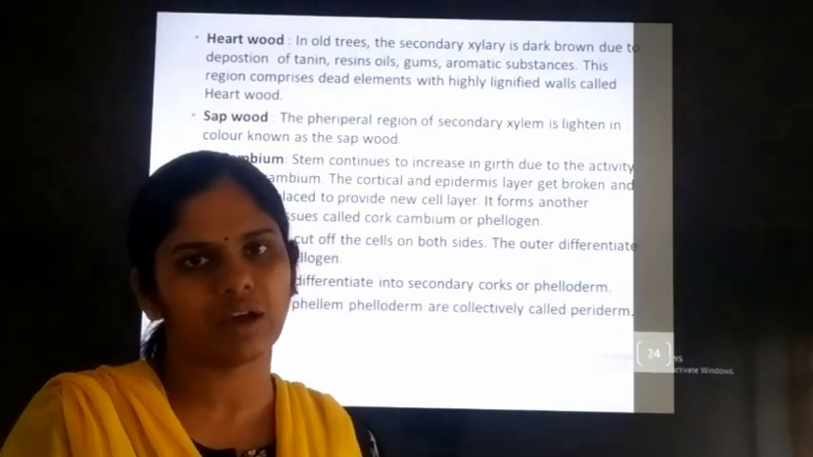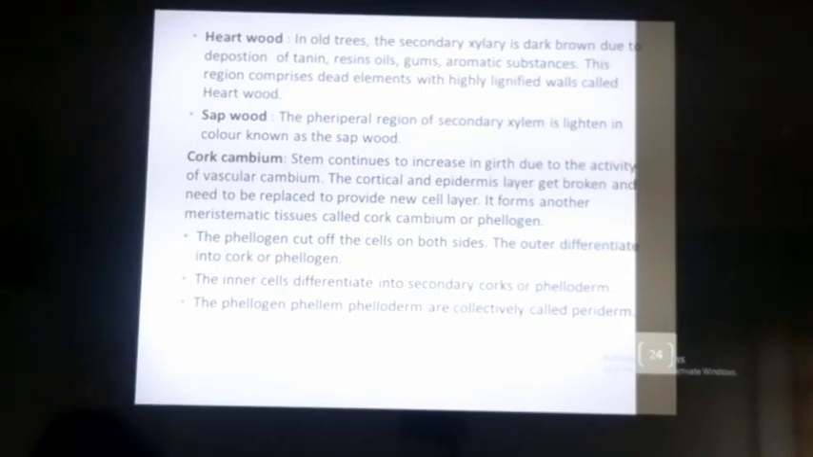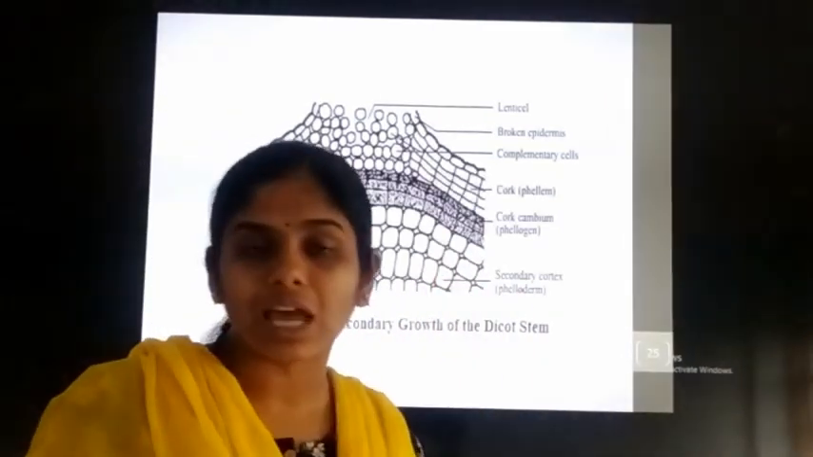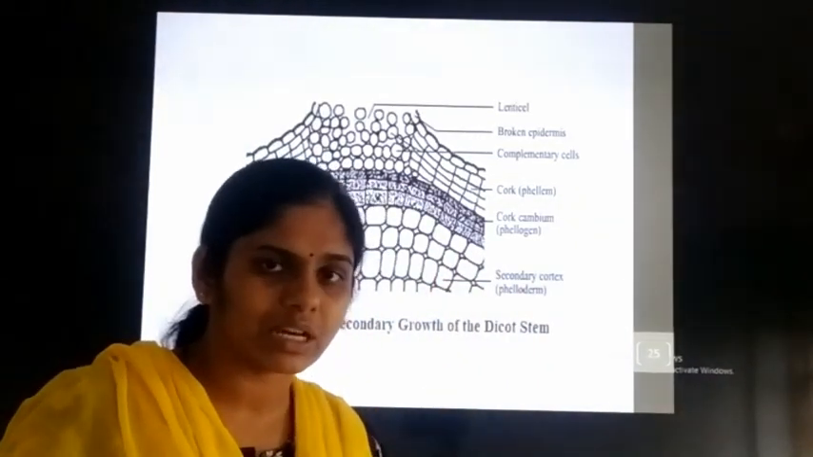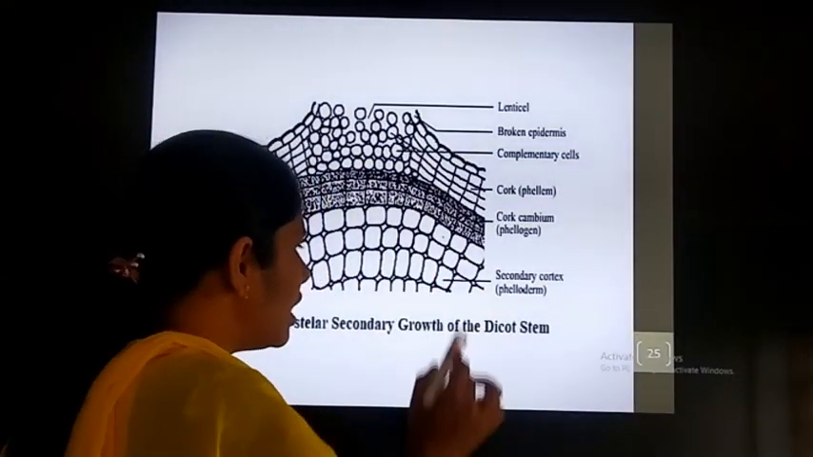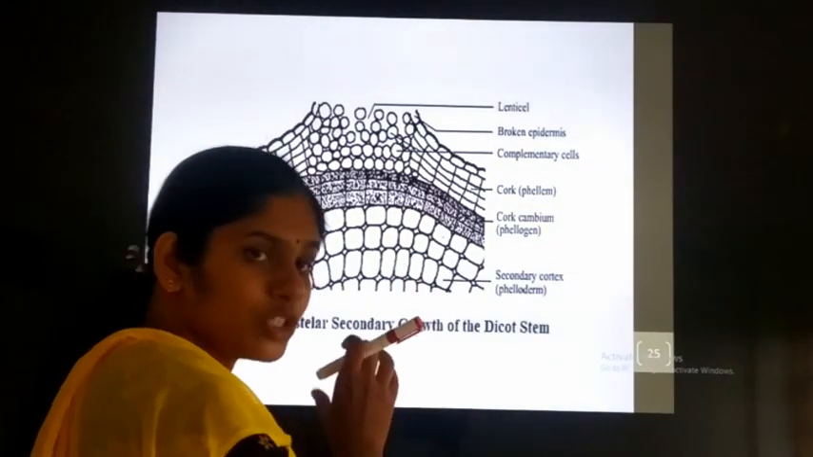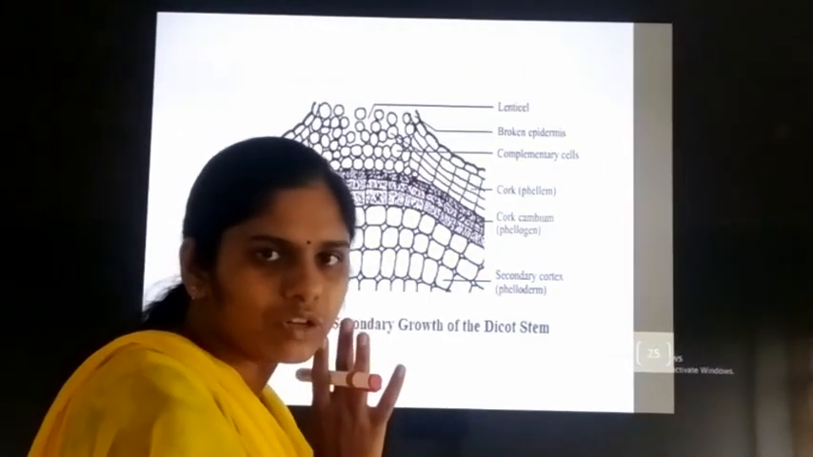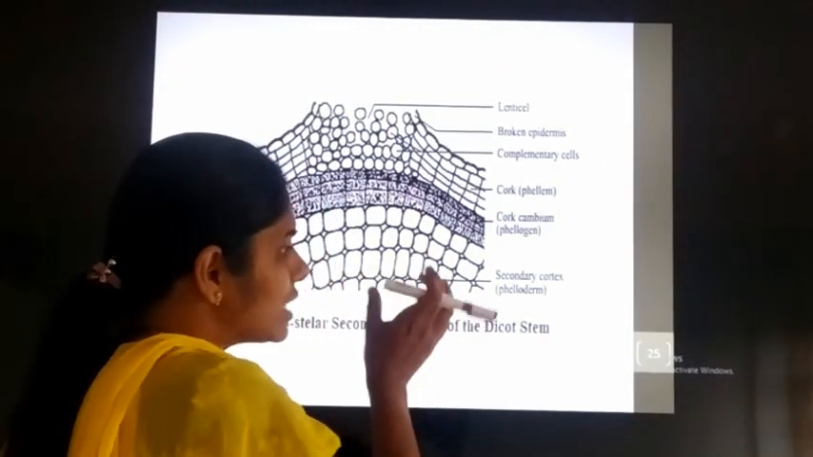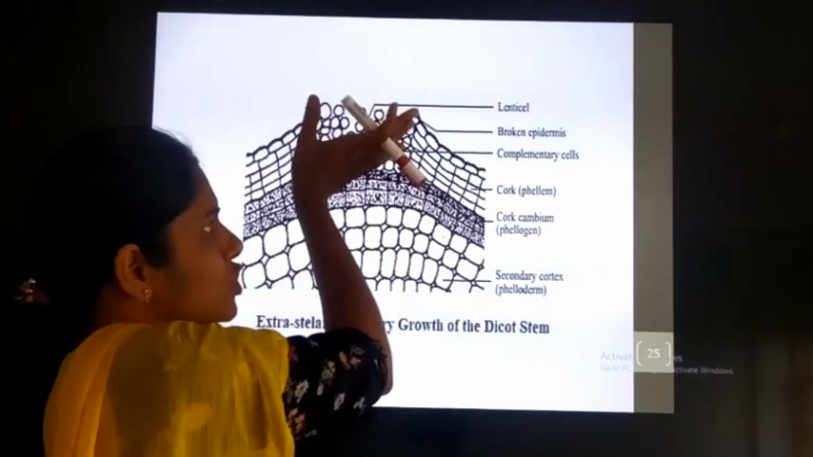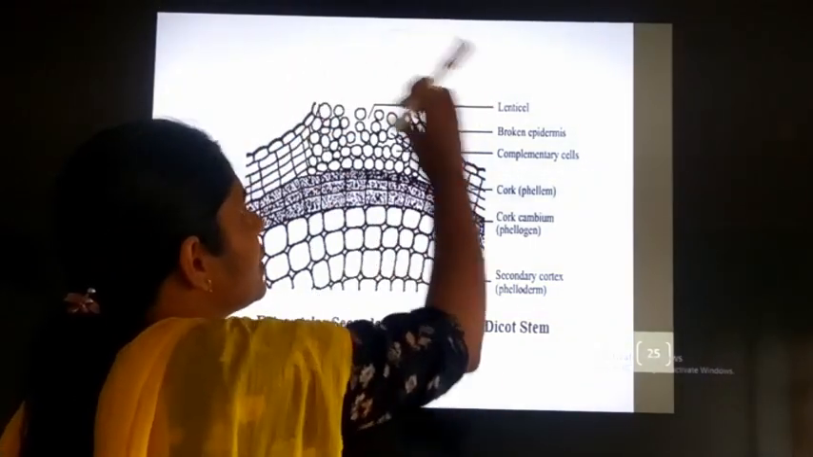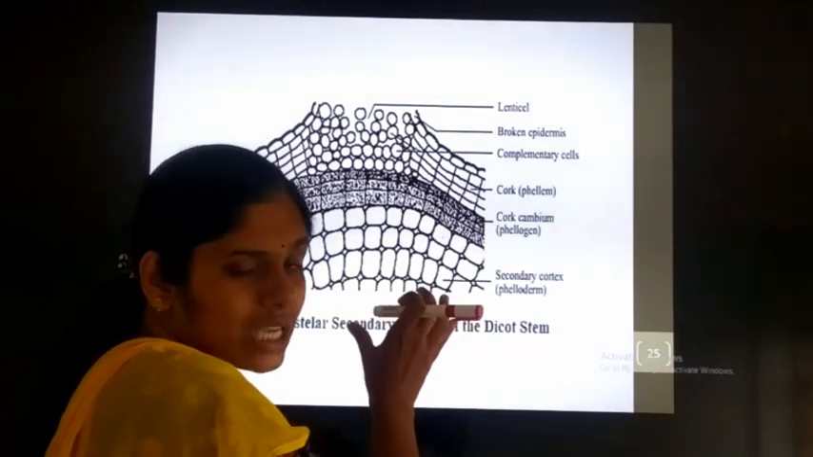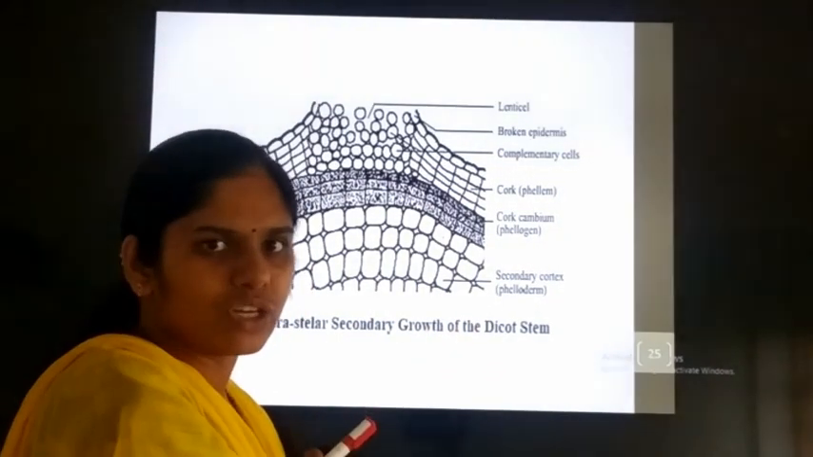Another type of secondary growth is the cork cambium. First, the vascular cambium: here, due to the cambial ring, xylem and phloem are cut off and develop as secondary xylem and secondary phloem. The secondary xylem is cut off towards the pith region, and the secondary phloem moves towards the epidermis.